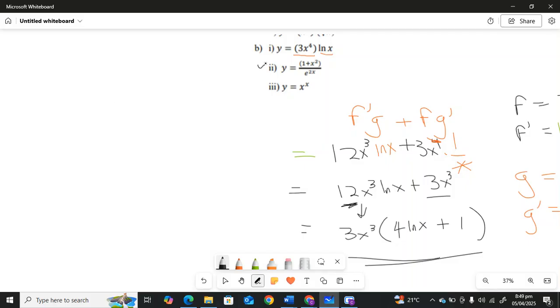Okay, we got to part B. So just hang on tight and just listen in. So now here, when you see two terms are being divided, you use the quotient rule.